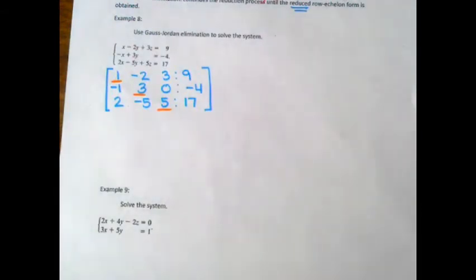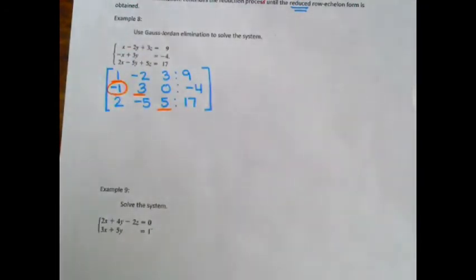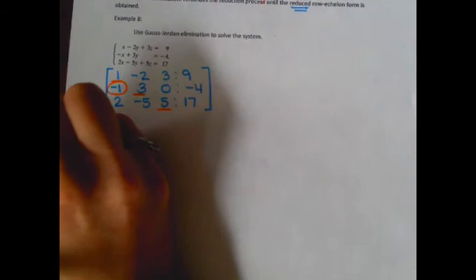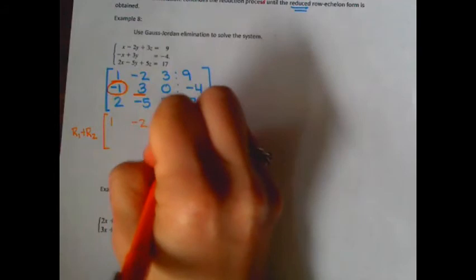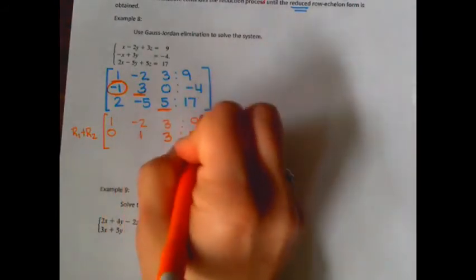Now we always tend to work our zeros from left to right to make it easier. So if I want to make this one a 0 first, how could I get that to 0? Add it with the first row. Yep, exactly. So we're going to add the first and second row. So we have 1, -2, 3, and 9. 1 and -1 is 0. -2 and 3 is 1. 3 and 0 is 3. 9 and -4 is 5.